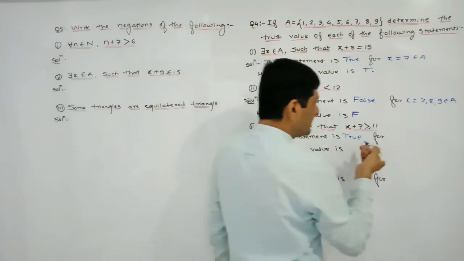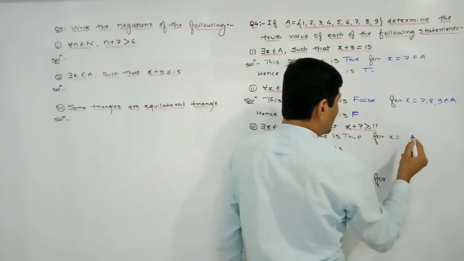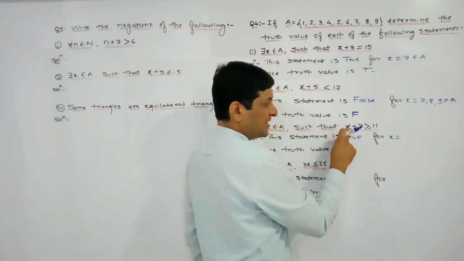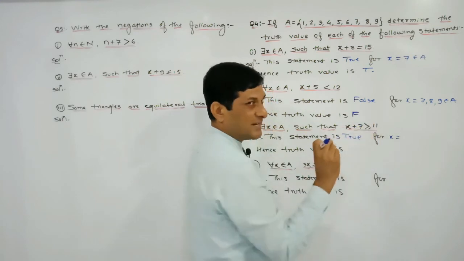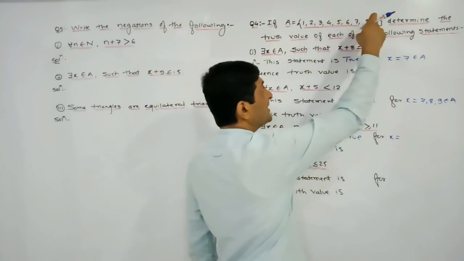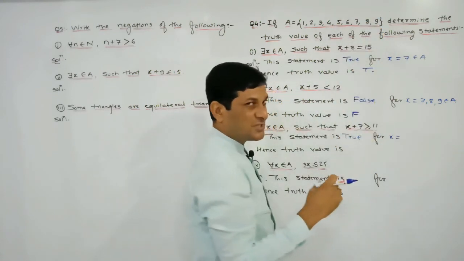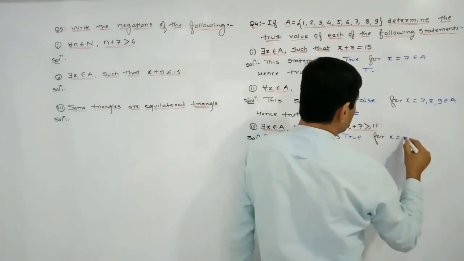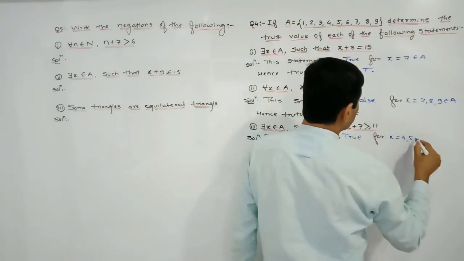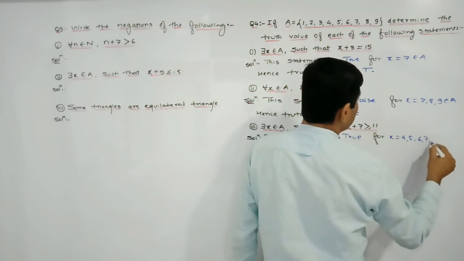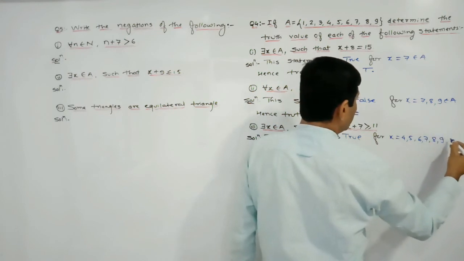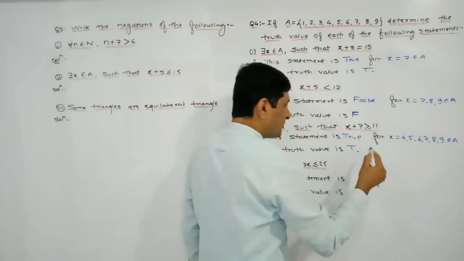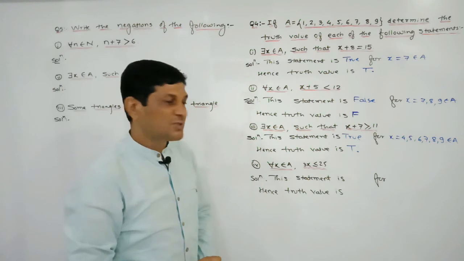And which are these elements? This statement is true for x equal to, just now we have seen that if I replace x by 4, we get 4 plus 7 is equal to 11, and if we take a value greater than 4, at that time also this condition is satisfied, means the number is greater than 11. So this condition is satisfied for 4, 5, 6, 7, 8, 9 belonging to set A. And that's why we can say that the truth value of this statement is T.